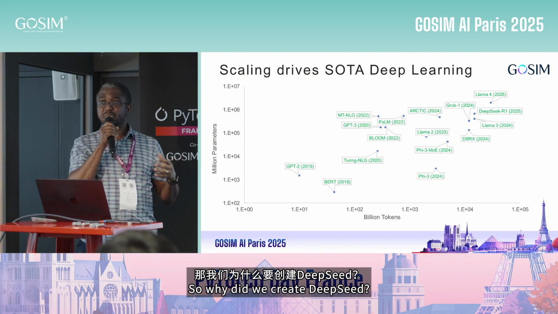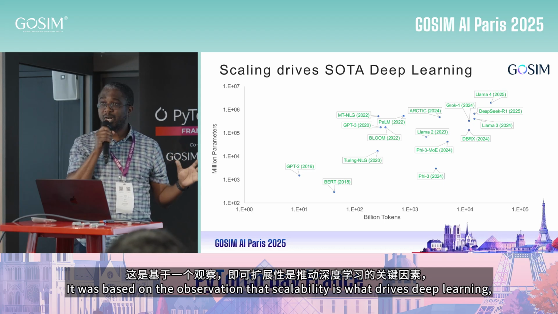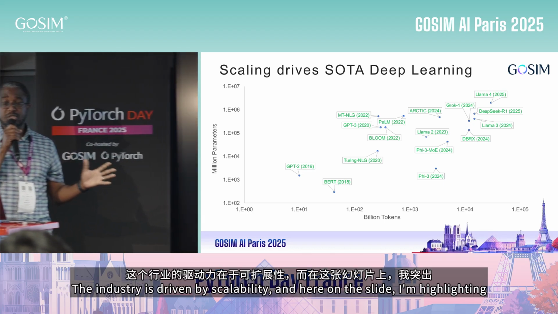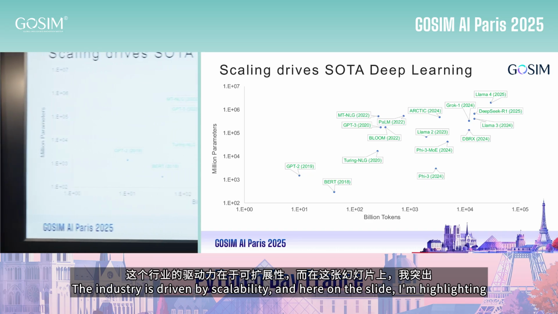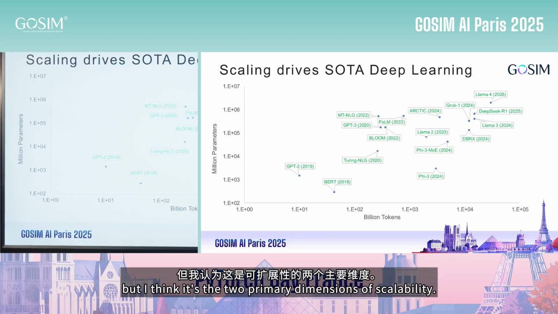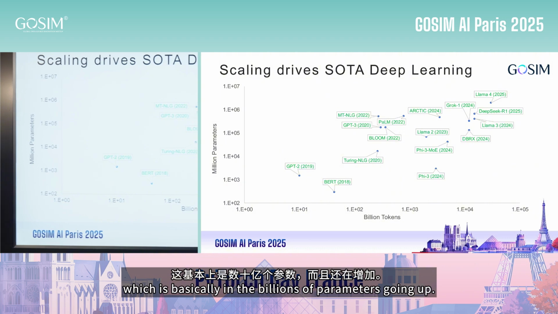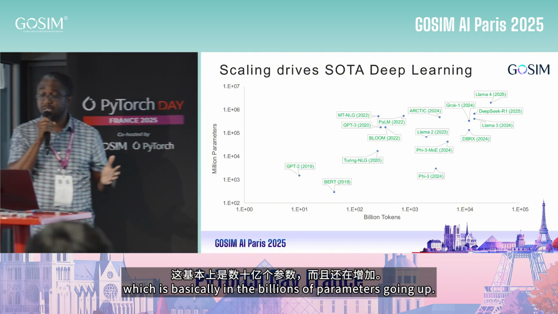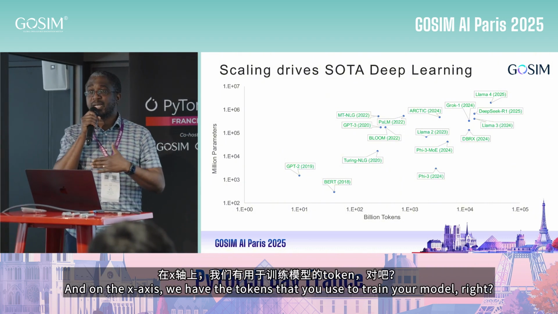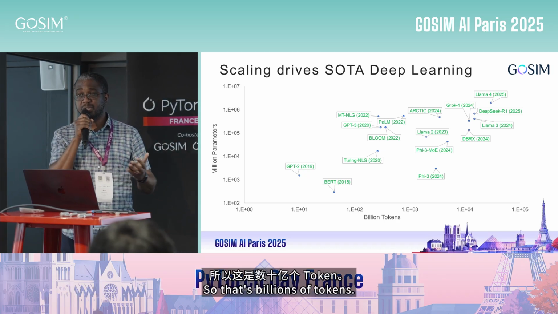So why did we create DeepSpeed? It was based on the observation that scalability is what drives deep learning, right? The industry is driven by scalability. On this plot, I'm highlighting two dimensions, and there are others, but I think these are the two primary dimensions of scalability. On the y-axis, you have the model size, in the millions of parameters going up. And on the x-axis, you have the tokens that you use to train your model, in the billions of tokens.